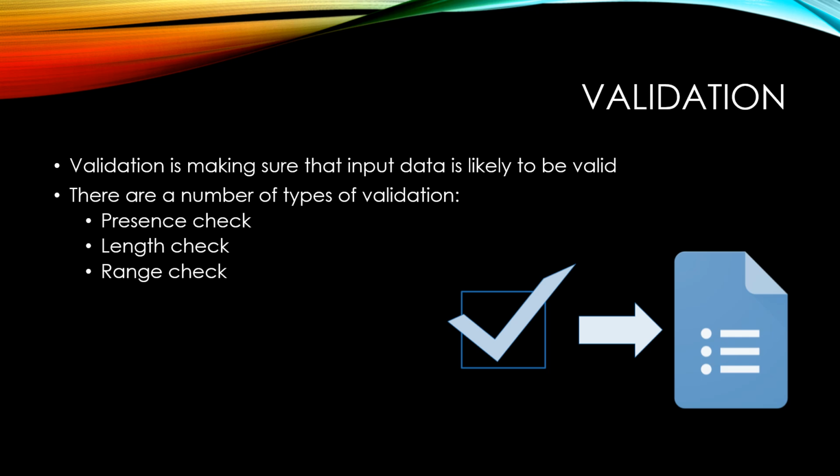A range check, where we make sure that a number that's entered is within a certain range, such as a number between 1 and 5. A format check, where we can check that the data entered is in a certain format, such as the format of a postcode or a registration plate for a car. And list, where only the data in a pre-approved list is accepted.